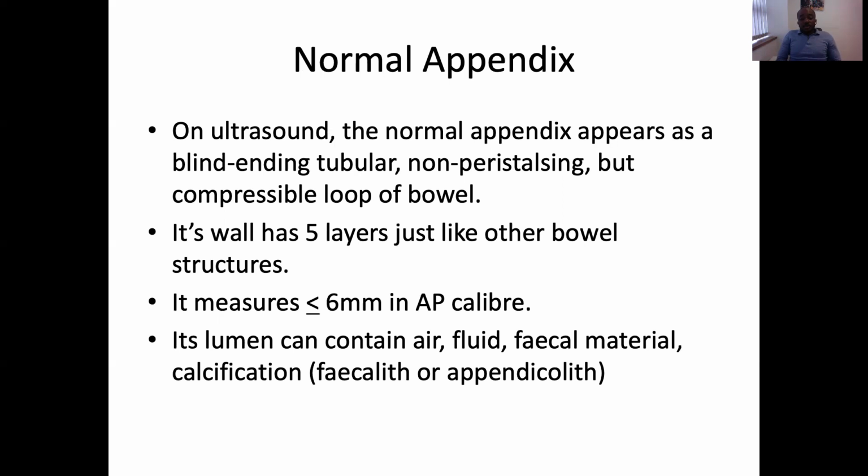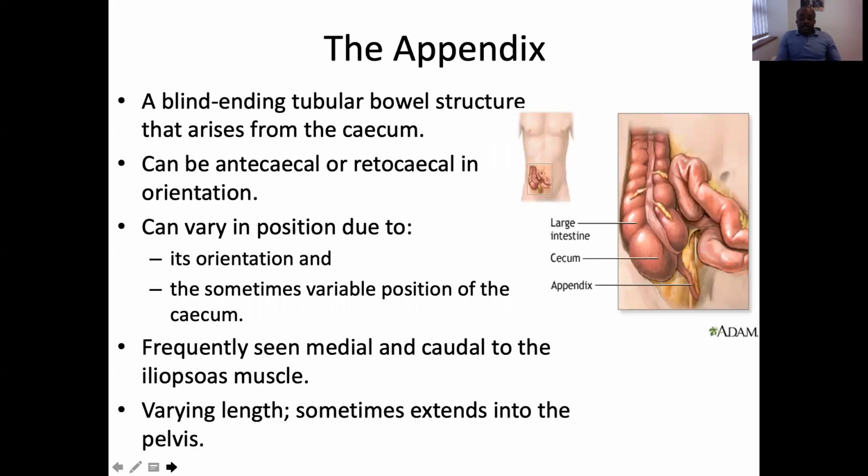The appendix measures up to 6 millimeters when it's normal in AP caliber. That's the combination of the entire anterior posterior caliber of the appendix. The wall tends to be around 2.5 to 3 millimeters when it's normal, so it's less than or equal to 6 millimeters in total AP caliber. The lumen of a normal appendix can contain some air. In some cases, you might find some fluid in the lumen, even though it's normal. You can find fecal material, or you can find calcification, which is called an appendicolith. So even a normal appendix can have an appendicolith in it.